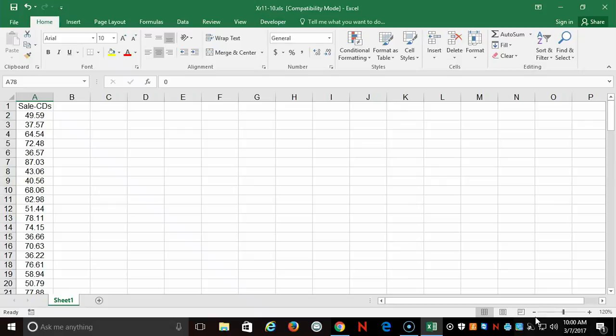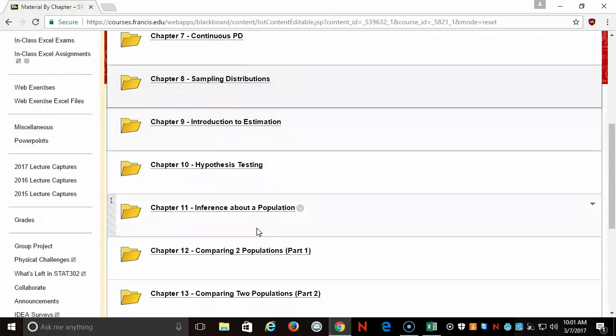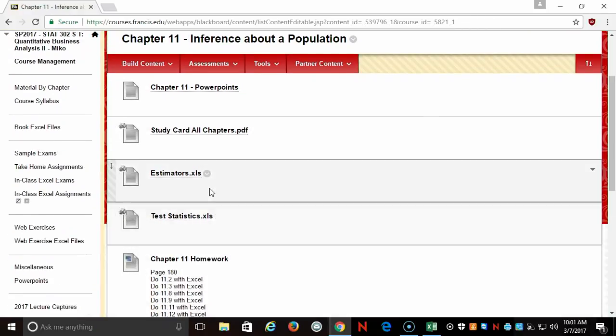Okay, very good. We know we're giving away the farm with these CD-ROMs, right? So we want to estimate how much these customers spend on other items to see if it makes sense to give away the farm, yes? So we want to estimate this. We want to estimate the population mean using the sample mean. Let's go back to book material by chapter. Let's go to chapter 11, inference about a population. And remember our estimators workbook? Do you guys recall that? Yes? So let's pull that up.